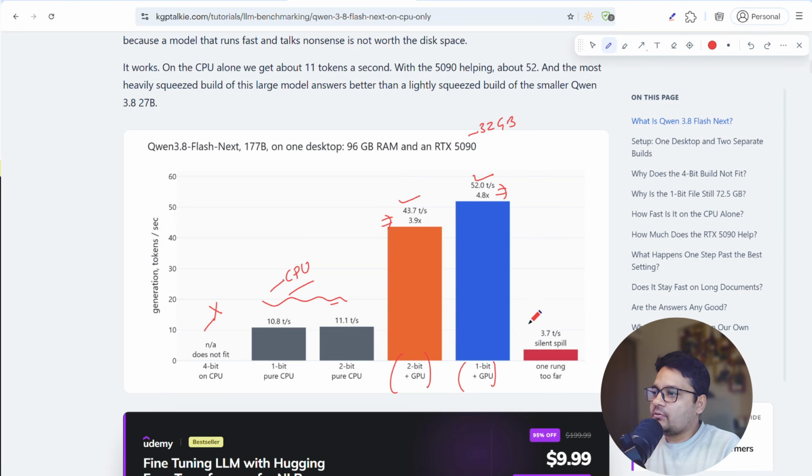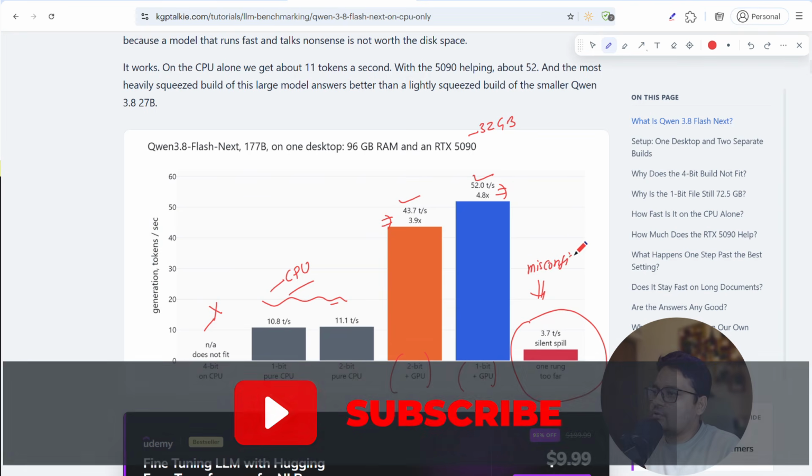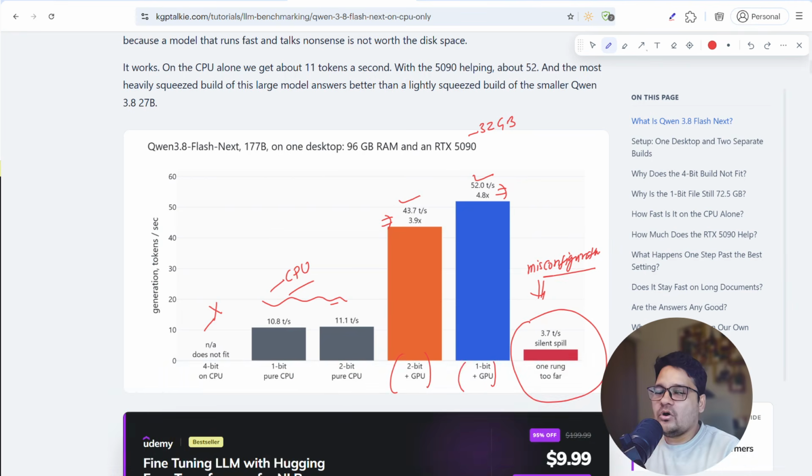Apart from that, one more thing you will notice here: this comes when you do a misconfiguration. So remember this one. This will come if you do any kind of misconfiguration. You just cannot offload any random layer onto the GPU. You have to be aware of how many layers you need to offload and how you need to offload. These things we are going to cover in this particular series.